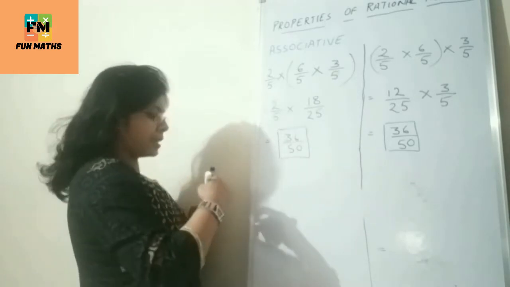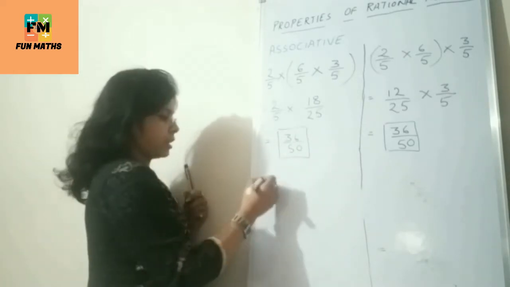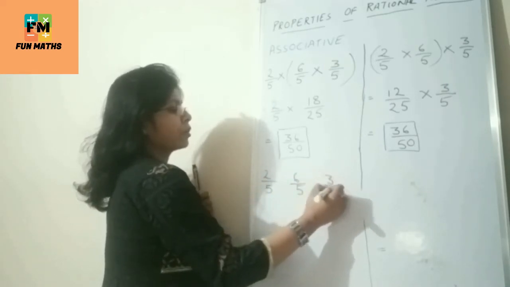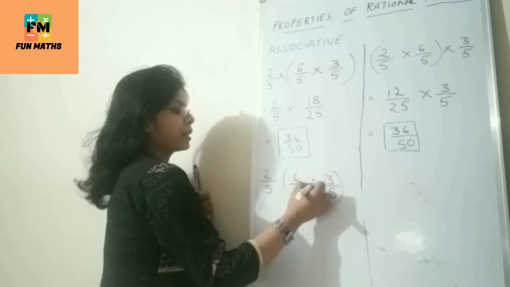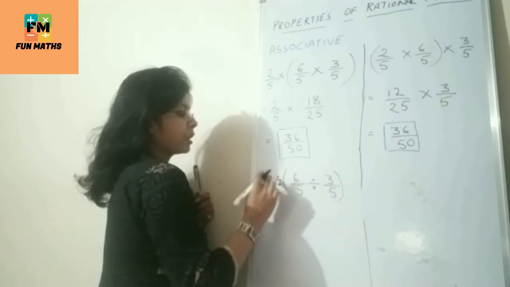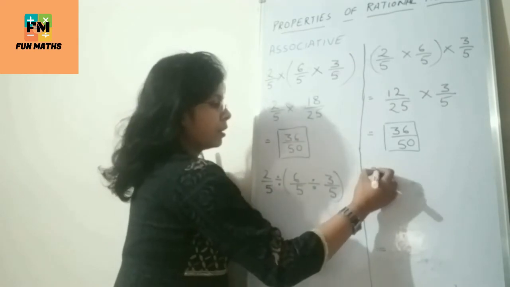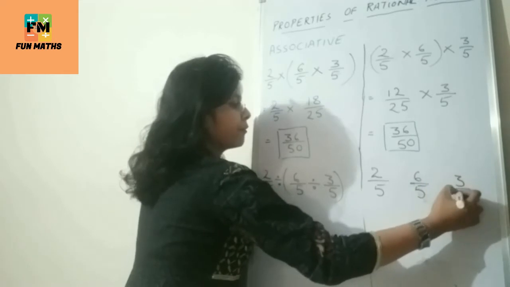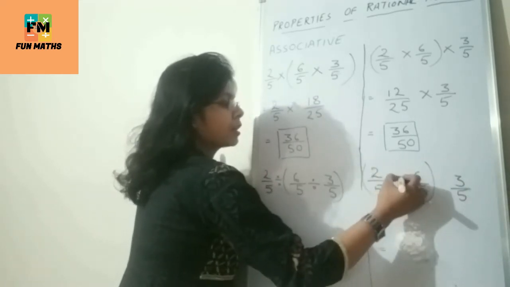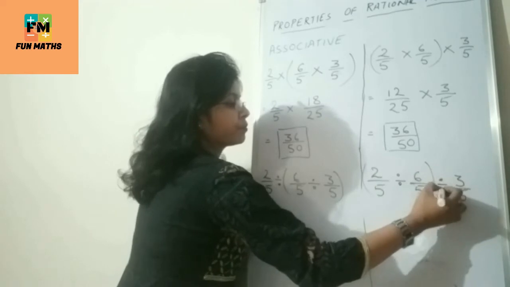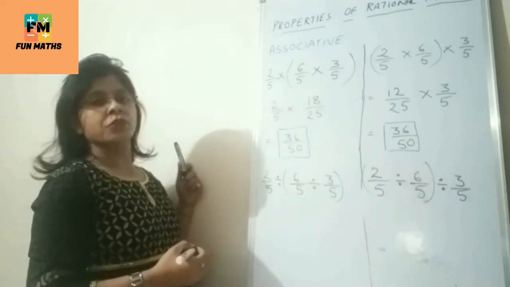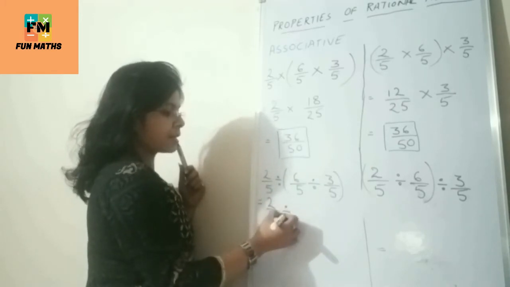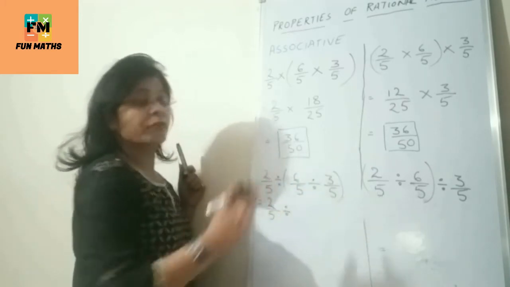Now let's start by checking for division. Division, I am taking these two rational numbers, 2 by 5, 6 by 5, 3 by 5. Now let's divide it. I am putting over here also the division symbol, right? Now here again we will be writing the same rational numbers, but I am placing the different groups by separating them with the brackets, right? So first of all we have to start with the brackets. 2 by 5 I will copy as it is. Divide symbol I will copy as it is, because first we have to solve the brackets.